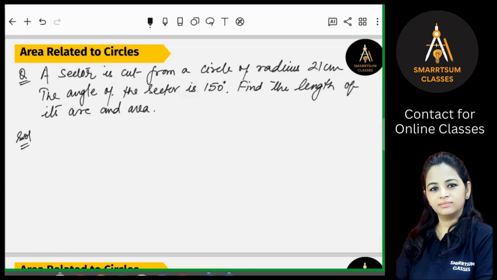Yeah, so in continuation of area related to circle, let's do some questions based on it. So just look at this question, question number 1. A sector is cut from a circle of radius 21 centimeter. The angle of the sector is 150 degree. Find the length of its arc and area.